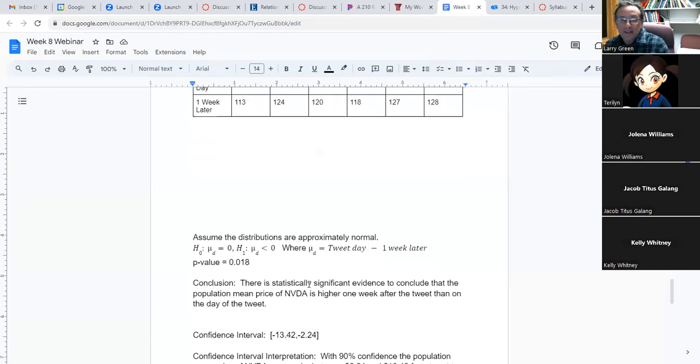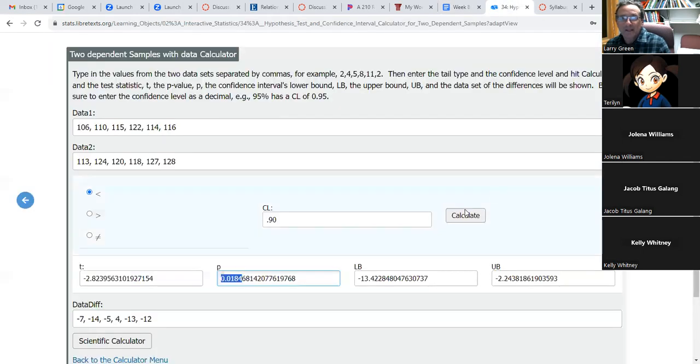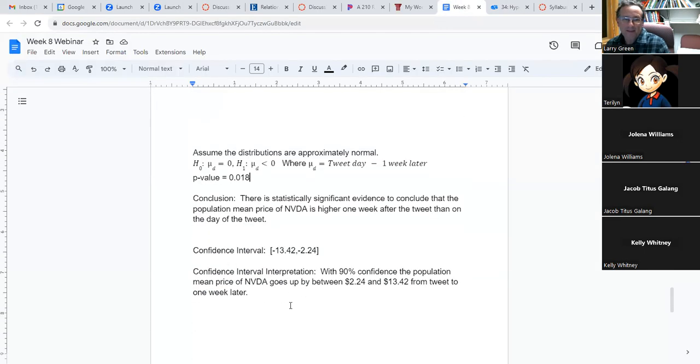Okay, the conclusion, the confidence interval, by the way, I'm going to go 2 decimal places because we're talking dollars and cents. So it's negative 13.42 to negative 2.24. So with 90% confidence, the population mean price of NVIDIA goes up by between $2.24 and $13.42 from tweet to 1 week later. Any questions on the confidence interval interpretation? Any questions? I do want to mention something.